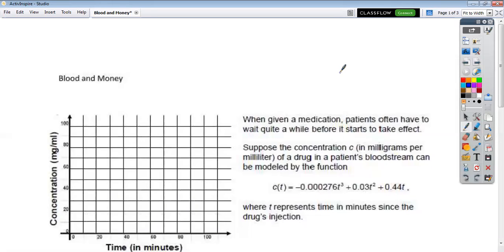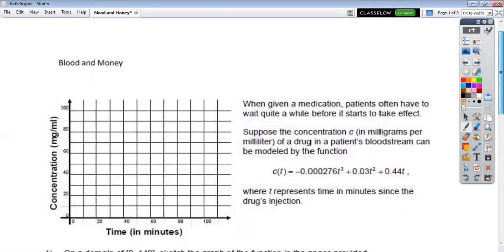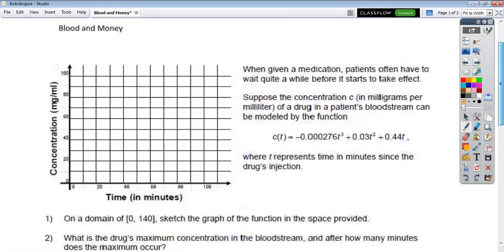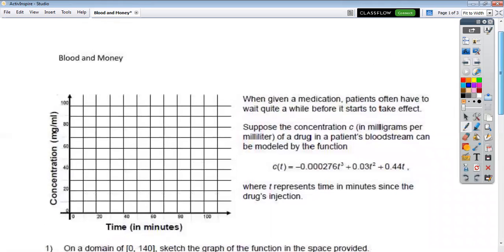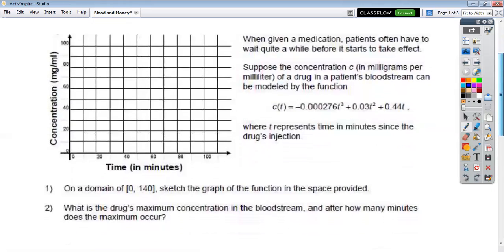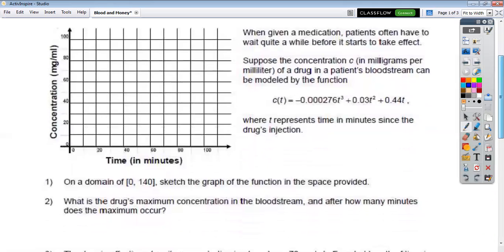Okay, the blood and money problems that I'm having you guys do. One's about medication in a patient's blood, and the other one's about bankruptcies in different years. That's why it's called blood and money. Nothing more complicated than that.